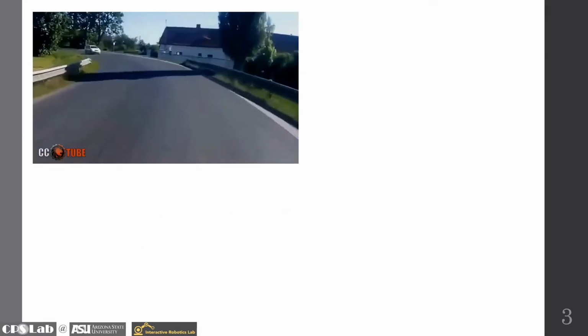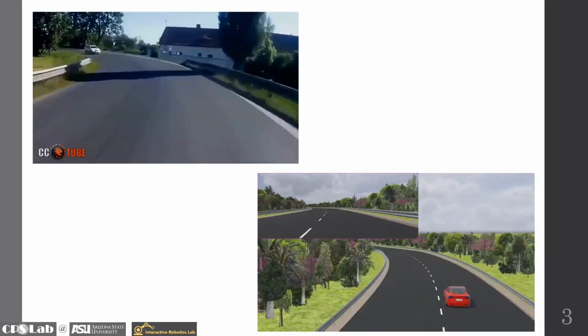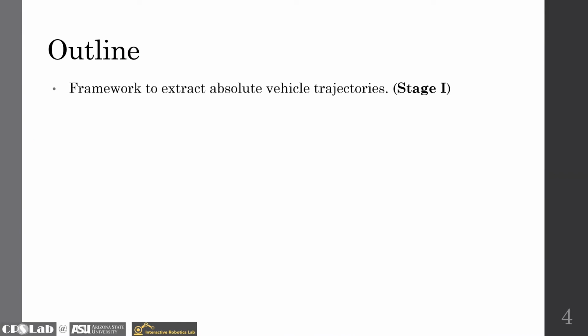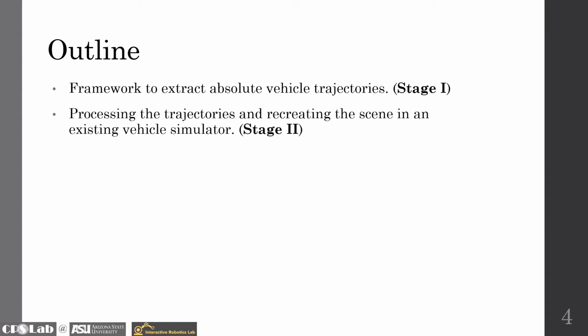By the end of the presentation, we will see how we can convert a real-world dashcam video into a simulated crash video. First, we'll be presenting a framework to extract absolute vehicle trajectories. Then we will discuss on the high level the steps to process these trajectories and recreate the scene in an existing vehicle simulator. And finally, we present the results and challenges of the framework.